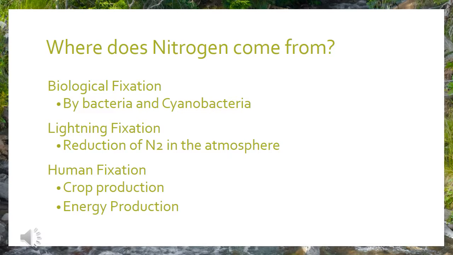So where does nitrogen come from in rivers and streams? First, you have biological fixation, which is by bacteria and cyanobacteria. Lightning fixation, which is reduction of gaseous nitrogen in the atmosphere, which is N2. And then you have runoff from human fixation from crop production and energy production.